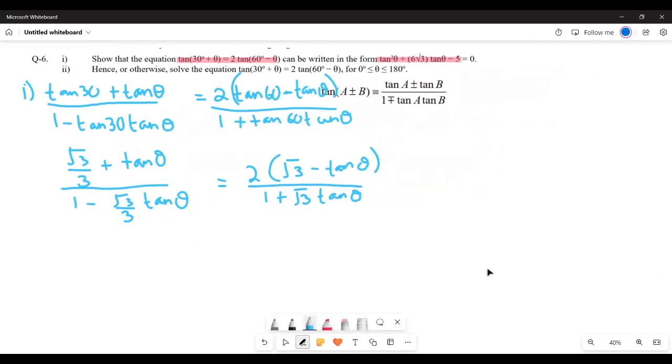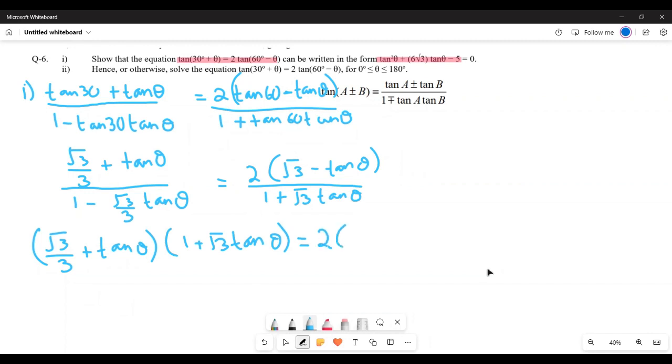So we get square root of 3 upon 3. Keep an eye on my working, and if there is a mistake anywhere on the slide, let me know. Times 1 plus under root 3 tan theta equals 2 times square root of 3 minus tan theta times 1 minus square root of 3 upon 3 tan theta.